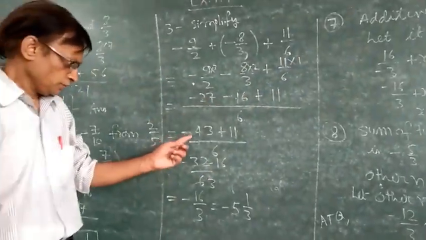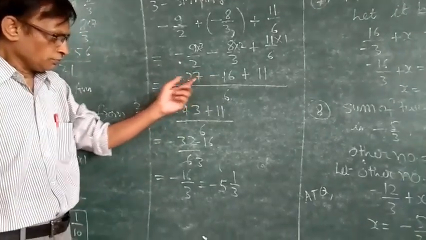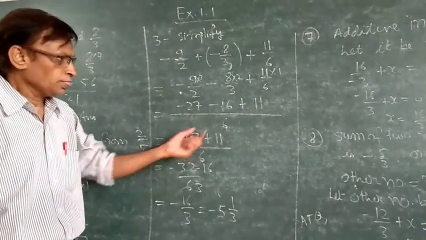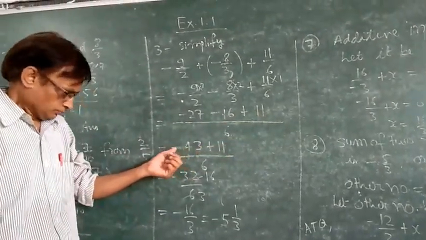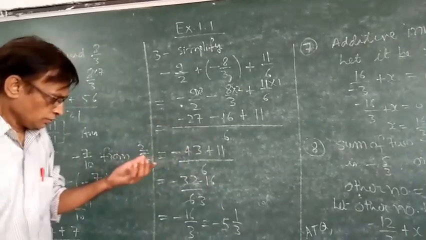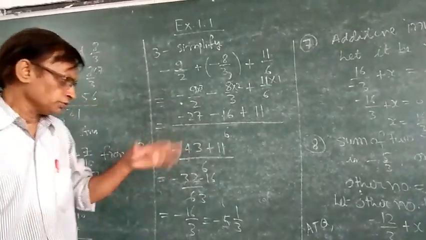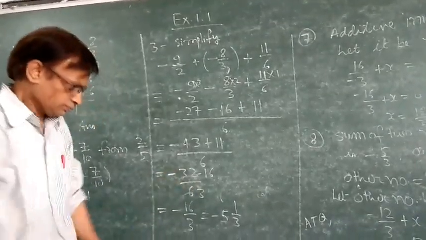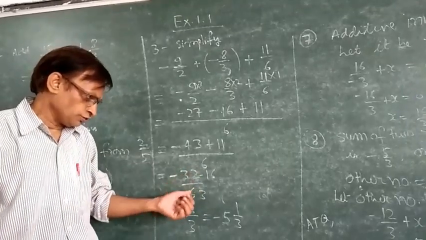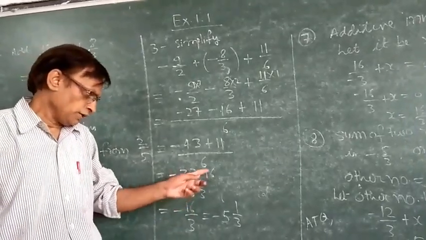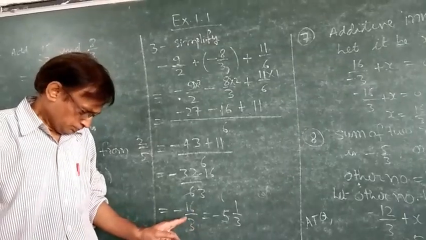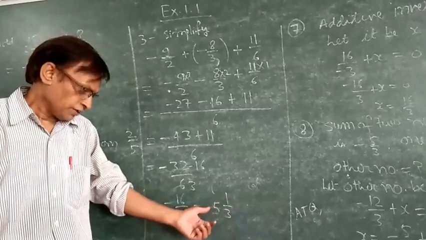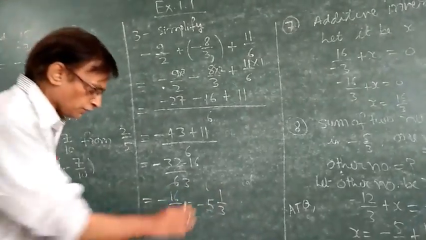On solving, both these numbers are negative, so we will add them. So it is equal to minus 43. Now plus 11. These two numbers are of opposite sign, so we will subtract them. On subtracting we have 32 with a negative sign, 32 upon 6. You can reduce this 32 upon 6 by 2, so we have minus 16 upon 3. On converting this minus 16 upon 3 into a mixed fraction, we have minus 5 whole 1 upon 3. So this is our final answer.